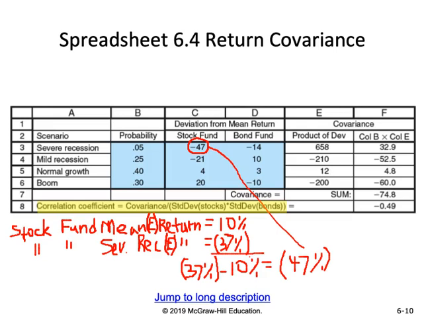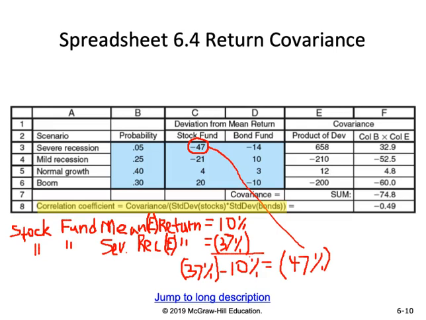So we start off sort of like variance is to the standard deviation, covariance is to the correlation coefficient, kind of. Because to get standard deviation, you have to first calculate variance. In this case, we first calculate covariance. Here we start with covariance.